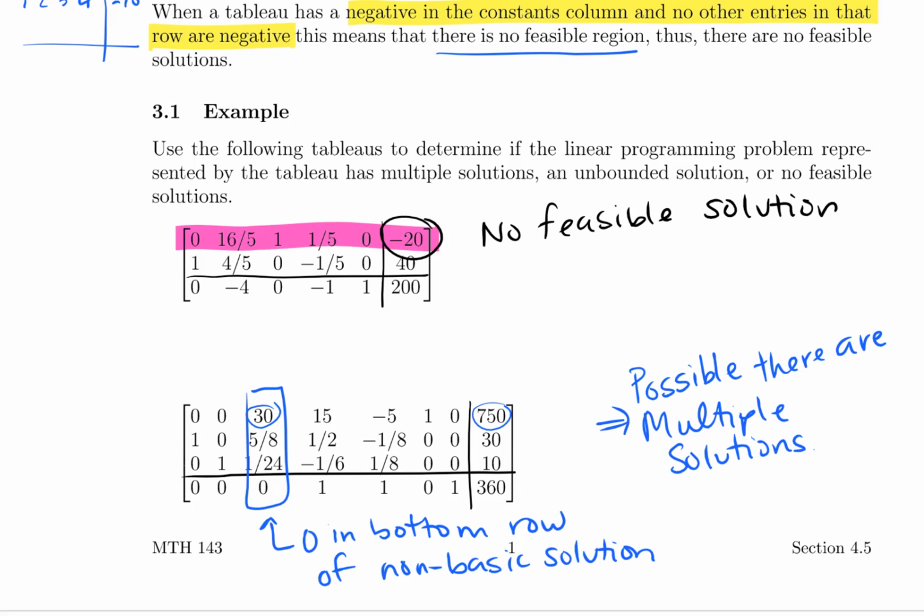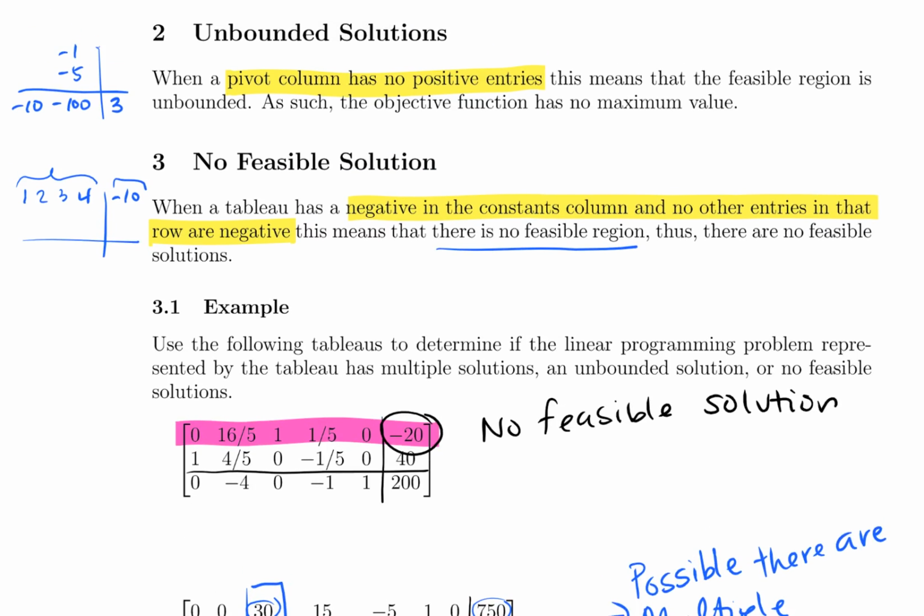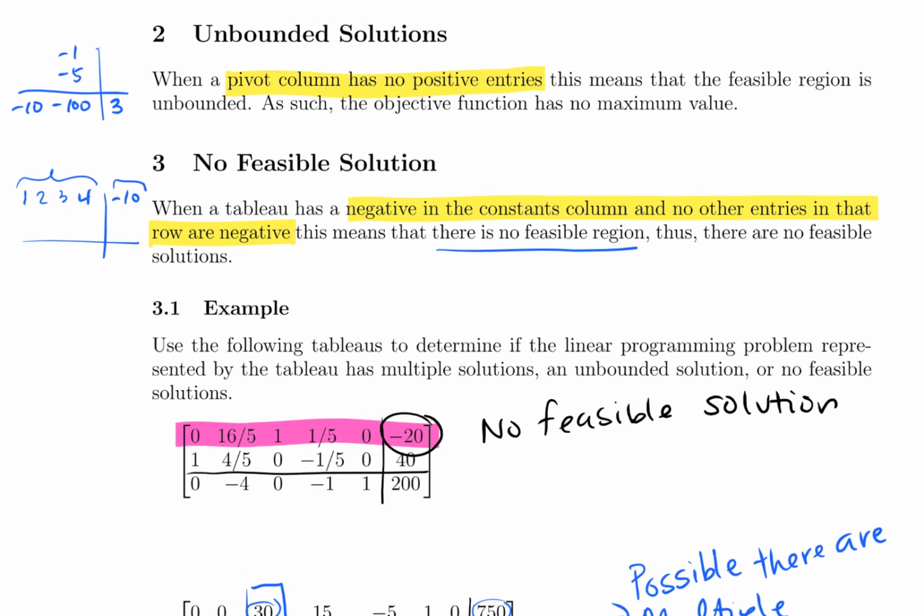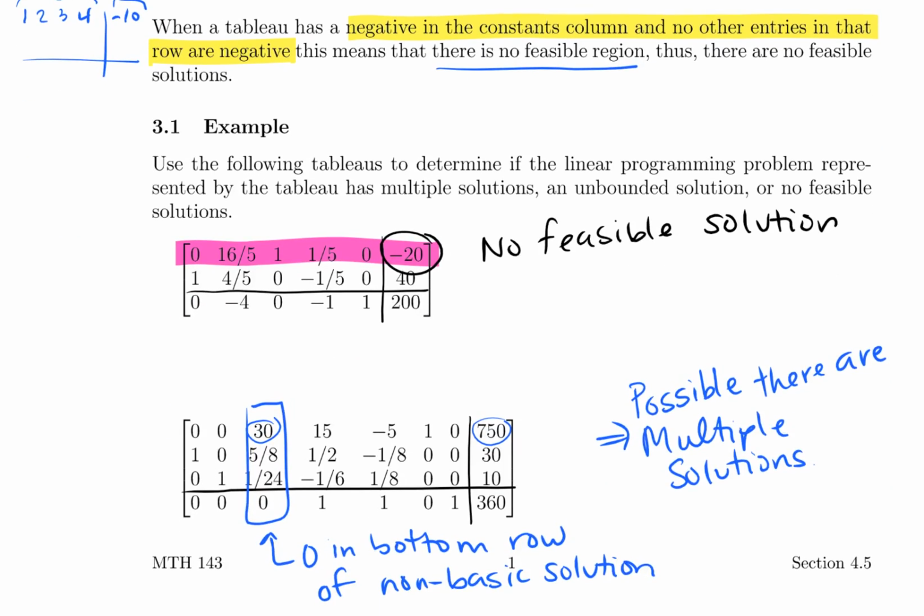Okay? So based on a tableau, we can determine if we're going to have no feasible solution, possibly multiple solutions, or the example that we didn't see would be unbounded solutions. But that would look exactly like we have over here. Okay? All right, that's all for now.